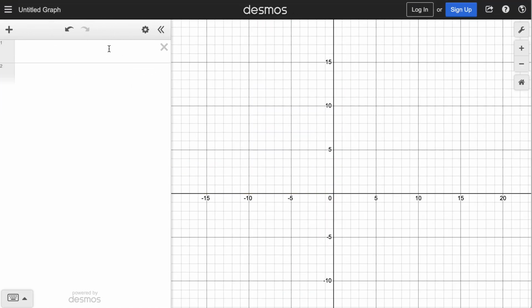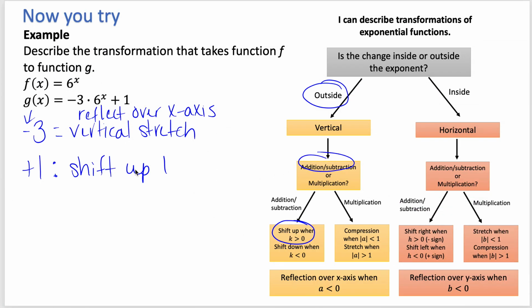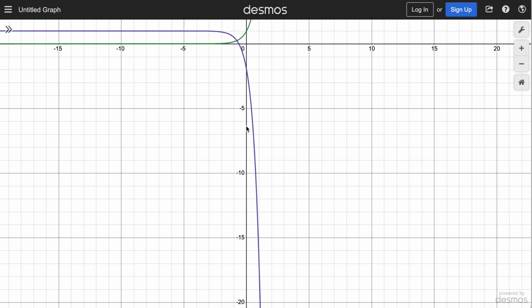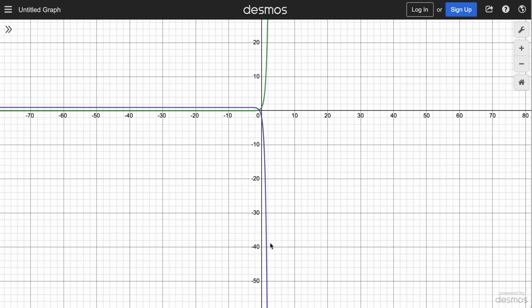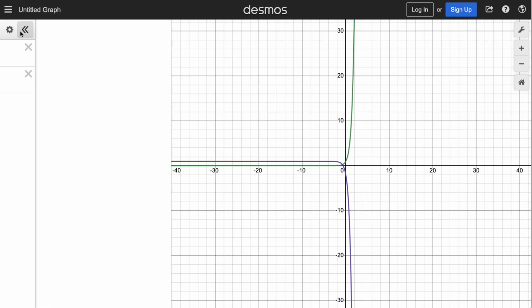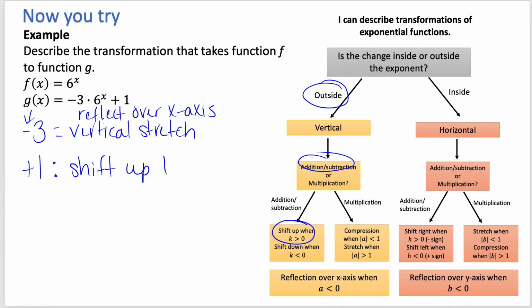So let's clear this out. We have 6 to the x, and then we have -3 times 6 to the x plus 1. So -3 times 6 to the x, and then click out of the exponent to do the plus 1. You can see that it is in fact vertically stretched. This graph is a lot narrower. It is reflected over the x-axis, and it is shifted up 1 unit. Just always double check your transformations in Desmos.